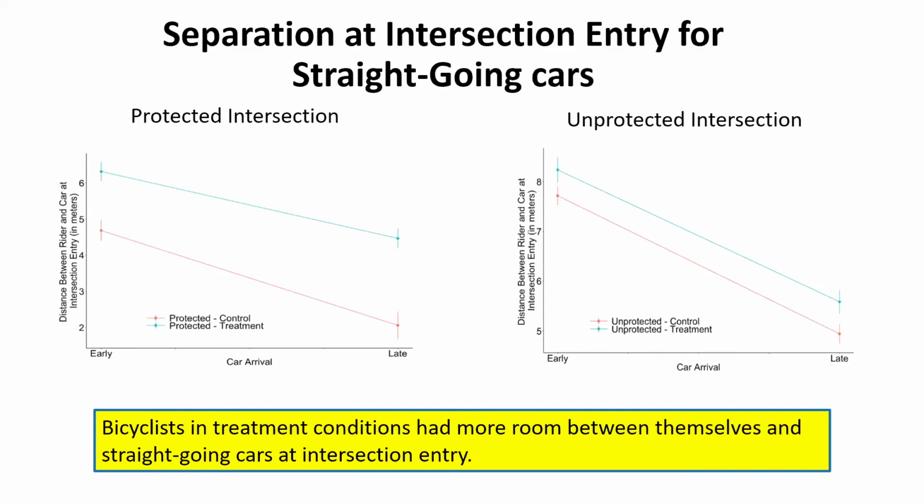So we found a main effect among the early arriving cars only, based on car arrival time. The early arriving cars were associated with a 2.75 meter increase in separation between the rider and car compared to late arriving cars. So in general, the bicyclist in the treatment condition had more room between themselves and the car for the straight going cars.